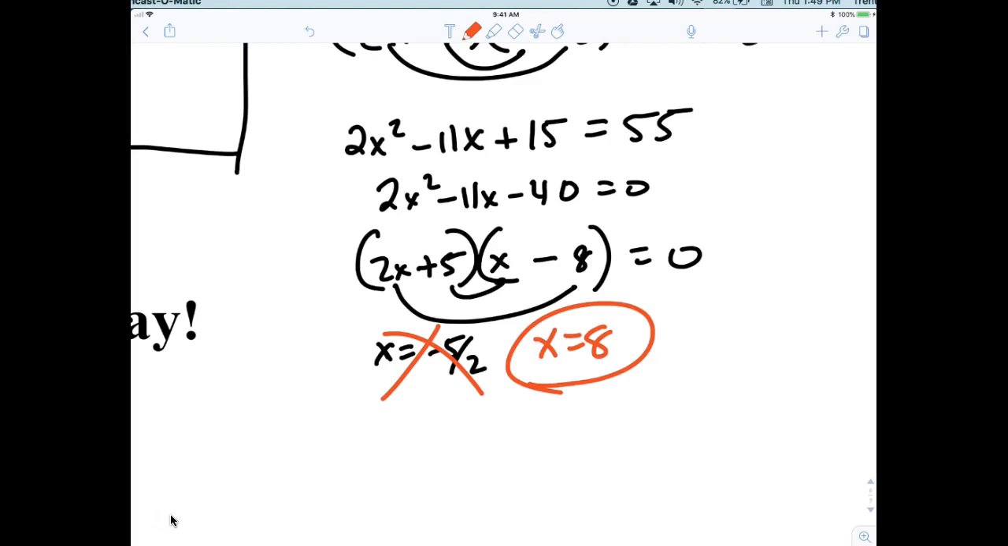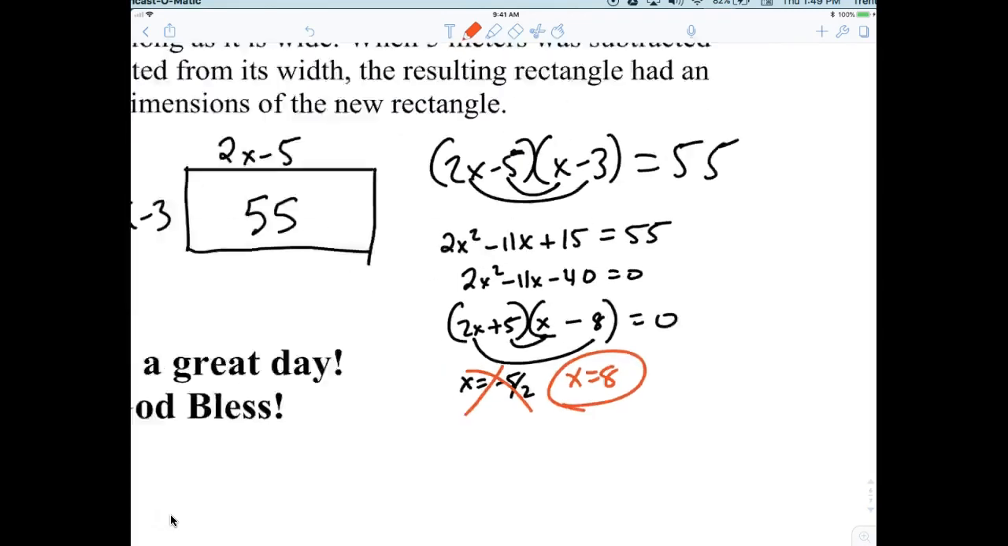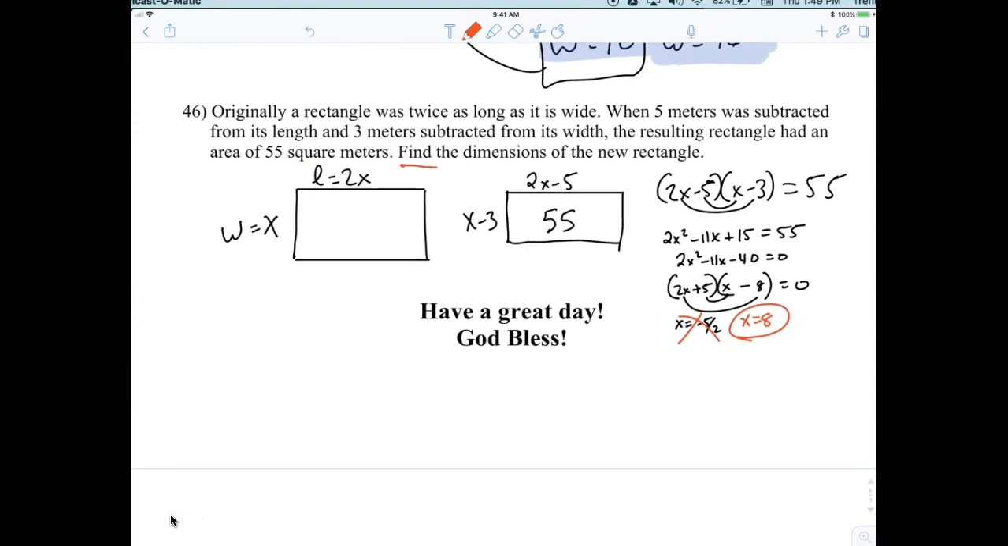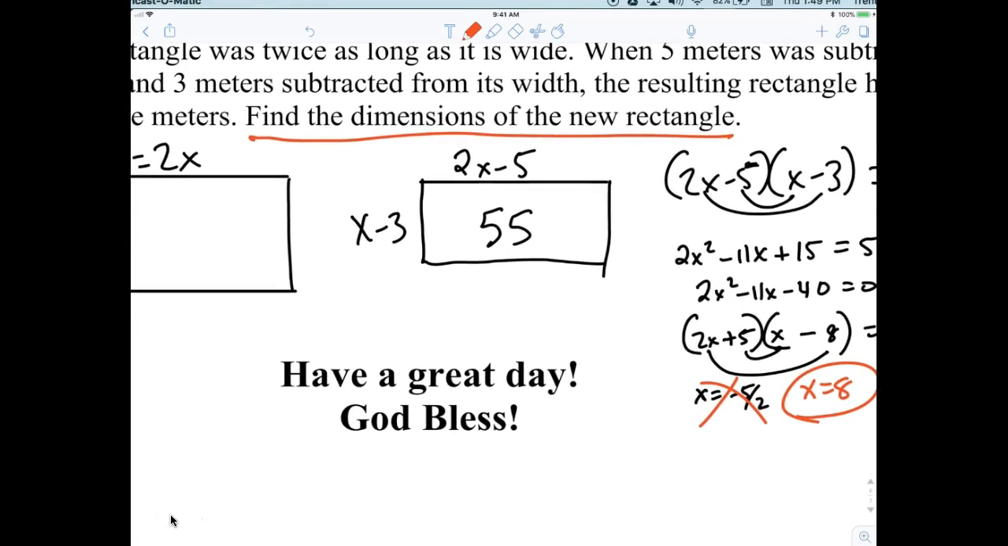So what do I have to do? Read the question. The question says, find the dimensions of what? The new rectangle. I could have said find the dimensions of the original, and it would have been 8 by what? 16. But it doesn't say that. It says the new. So 2 times 8 minus 5 is what? 11 meters by 5 meters. That is the correct answer. 11 meters by 5 meters.